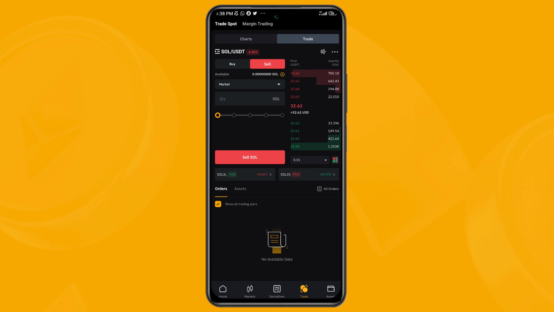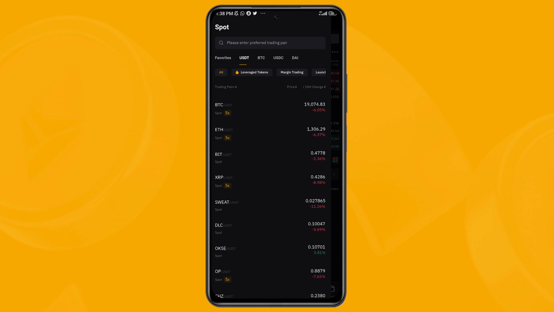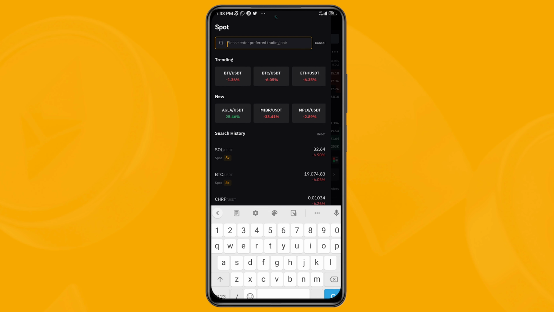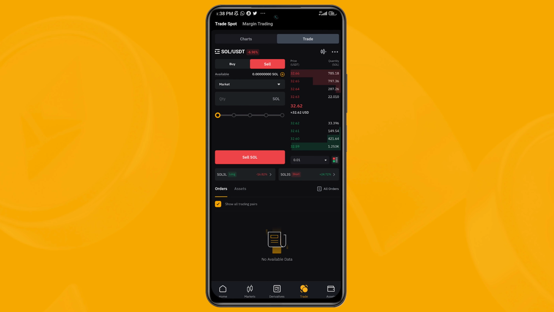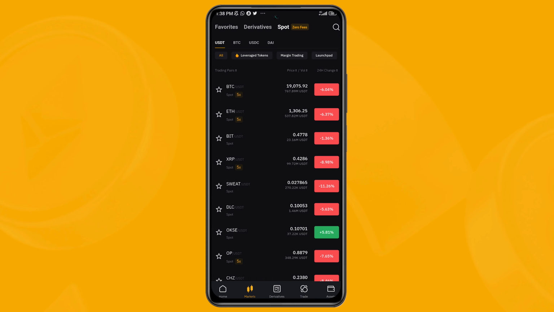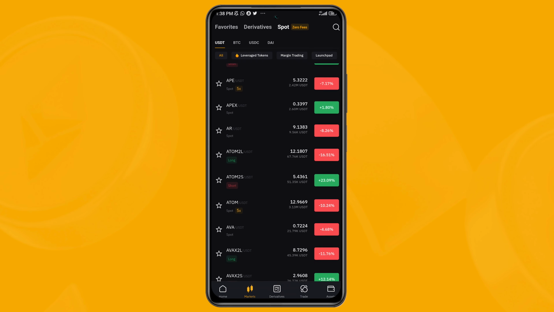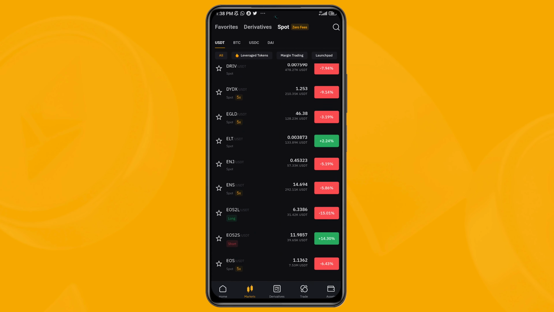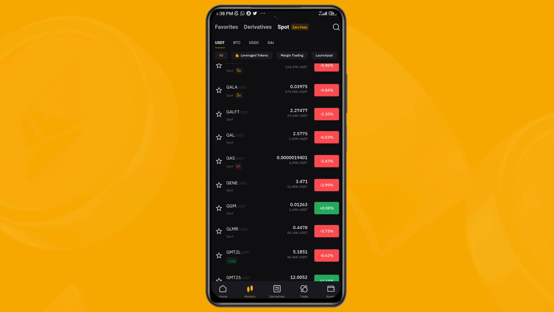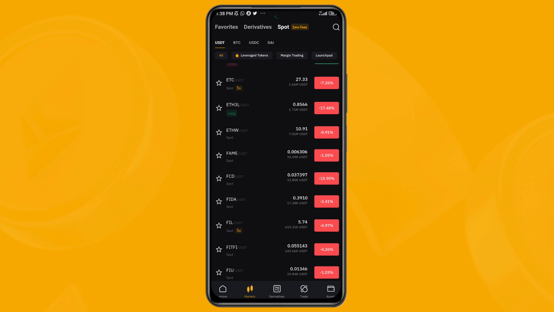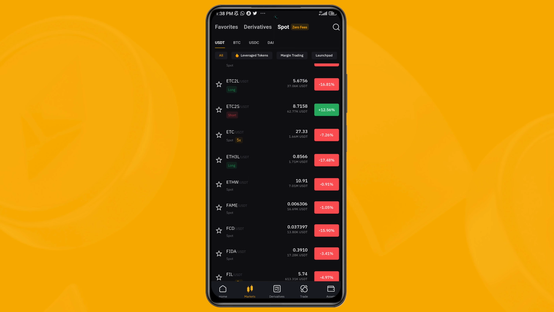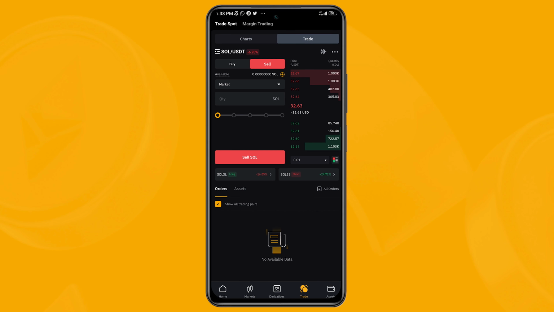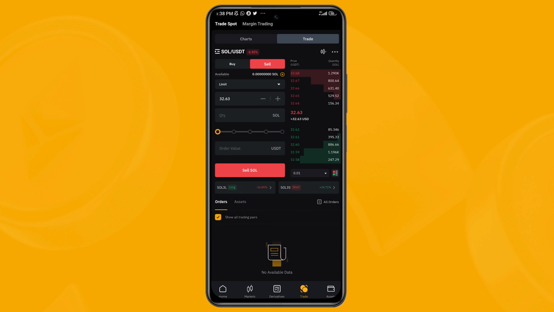Like I said before, you can search for any asset you want here and pick it. Just type the name of the asset and it will appear immediately. Or you can go to markets here. Here is the list of all the coins on Bybit that you can spot trade. Just pick anyone you want. But to make it easier, just type the name of the asset, and it will easily appear. And you place your order, either market or limit order.